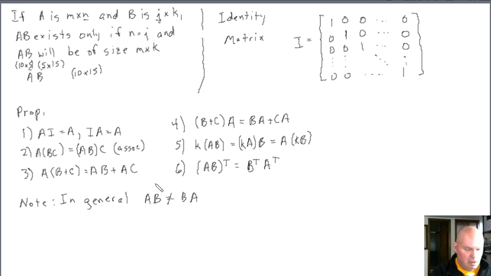So this is a common mistake that students make when first solving matrix algebra problems. They'll make the assumption that matrix multiplication is commutative, and it is not. So left multiplication of B by A is not the same as right multiplication of B by A in general.